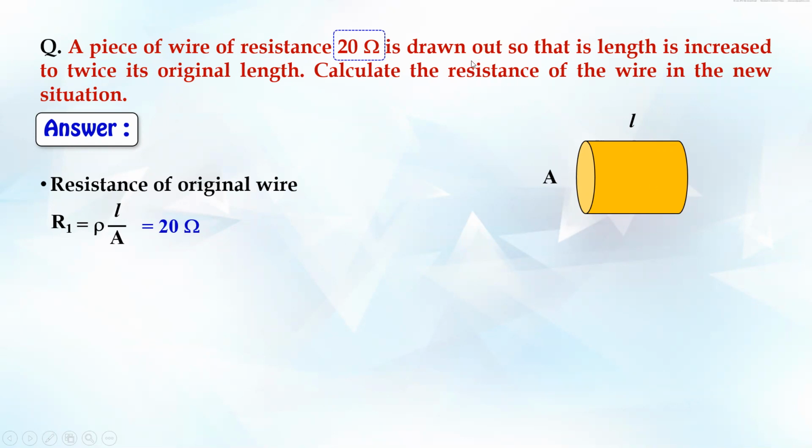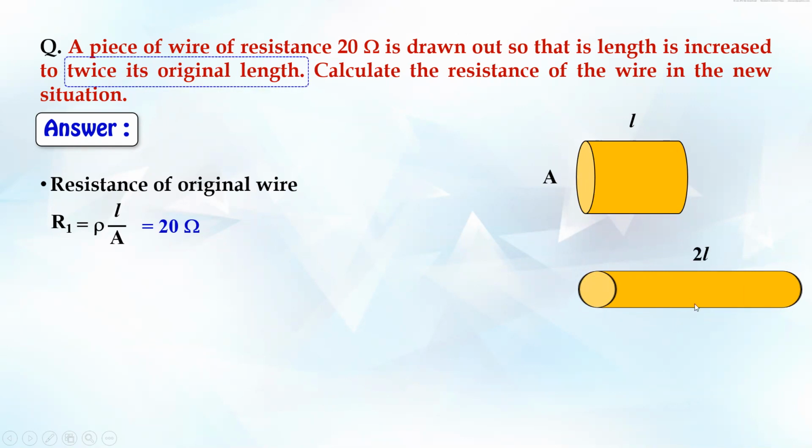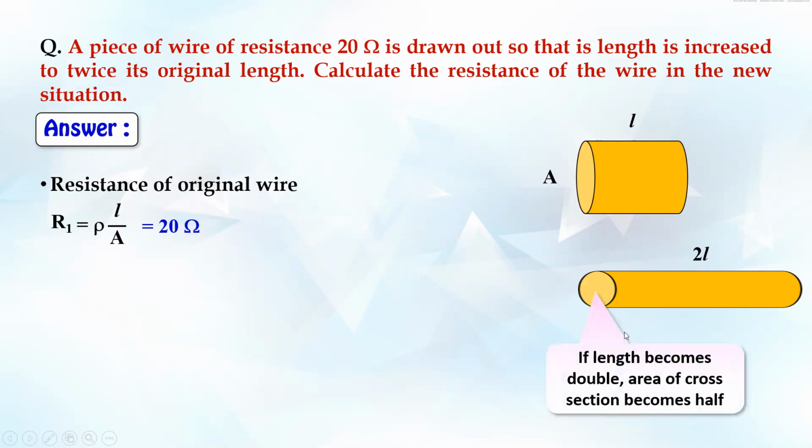In the second case the wire is drawn out. You know what is drawing out a wire? It means we are pulling a wire. In this case, if I pull a wire, the length is increased to twice. So what happens to the length? I am pulling this wire, so the length will increase to 2L, but the cross sectional area is decreasing. Right? If the length doubles, the area will decrease by the same amount. So if the length becomes double, that is 2L, the area becomes half.